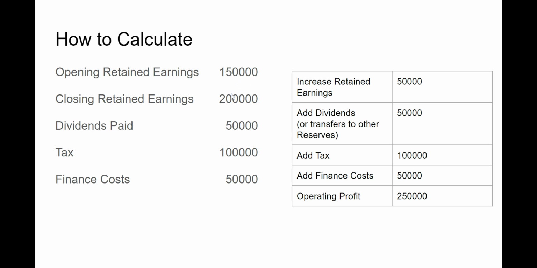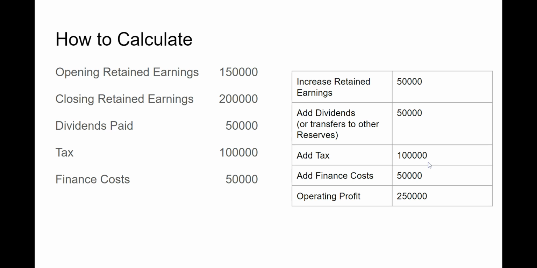So the first thing is there's been an increase of retained earnings of 50,000. If there'd been no dividends paid and no transfers to other reserves, then we would say that was the profit for the year. But in this case, we've got some dividends that have been paid, so we need to increase that by 50,000. And that says that the profit that we've put into the statement of change of equity would have been 100,000.